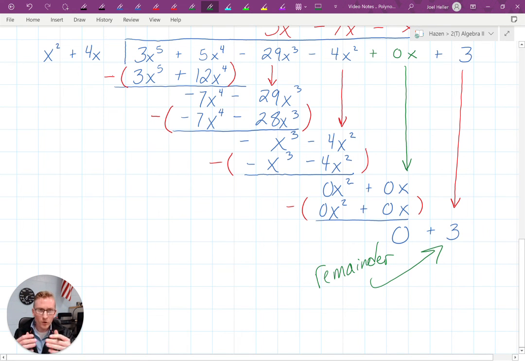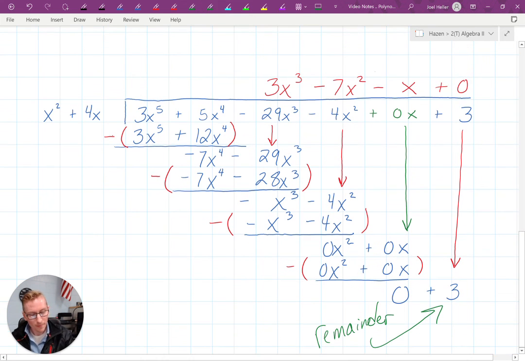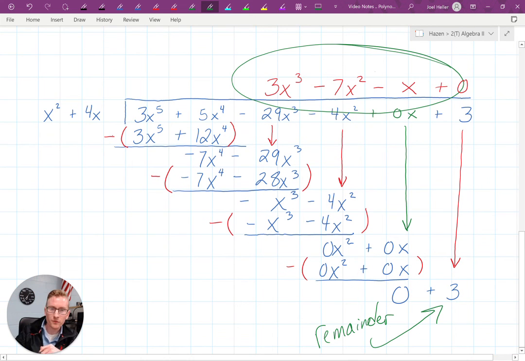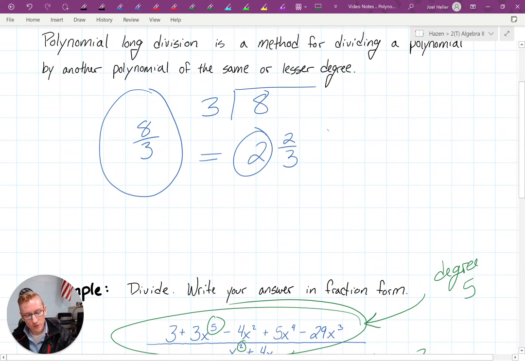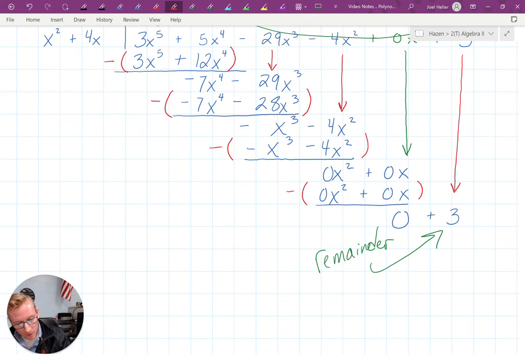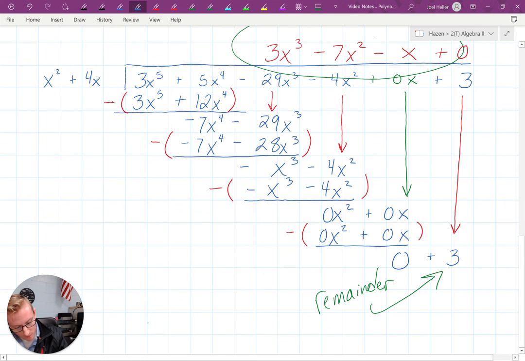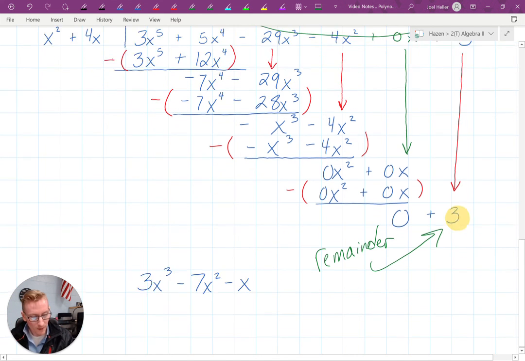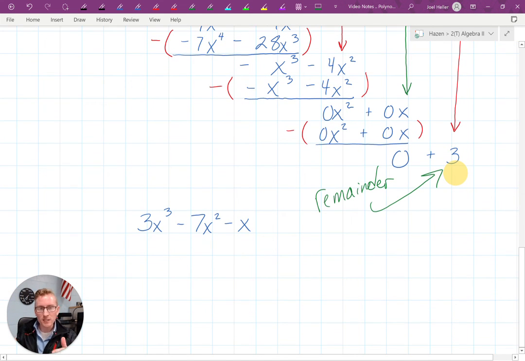So I have the polynomial that is my result. That stuff right there. That's like the 2 out front of this one right here. That's like my integer part. That's the polynomial that results that doesn't have a denominator. So that is going to be, it looks like we've got 3x cubed minus 7x squared minus x. And again, I'm not going to write the 0 in this case because now I'm just adding 0. I don't need that term.